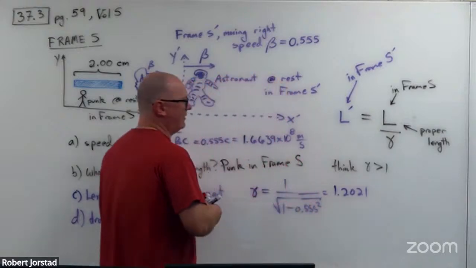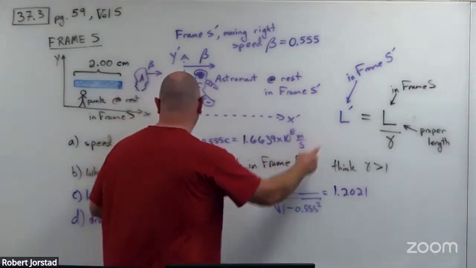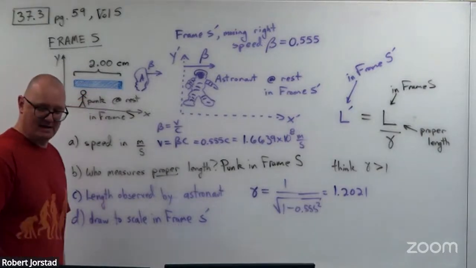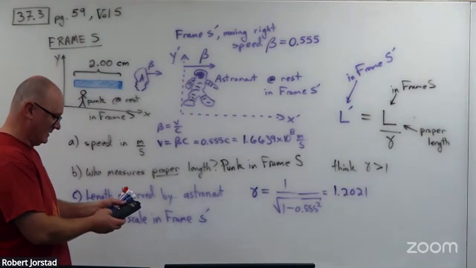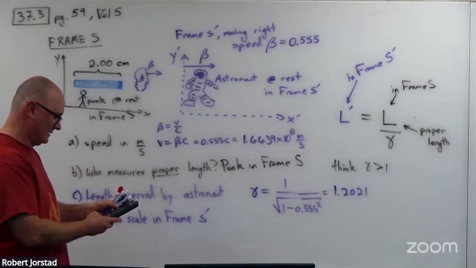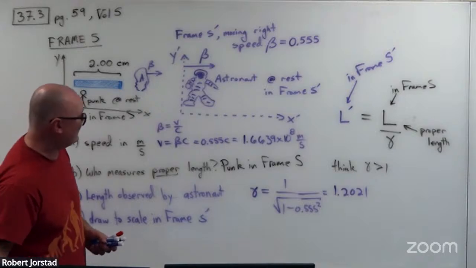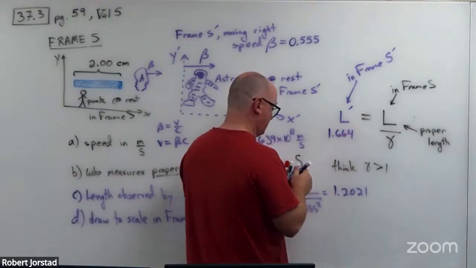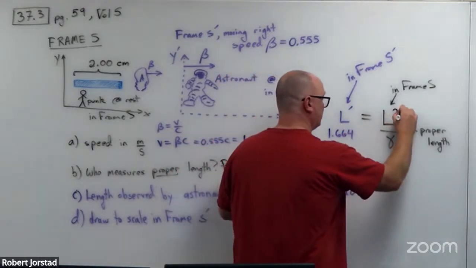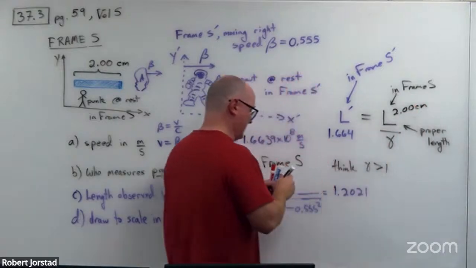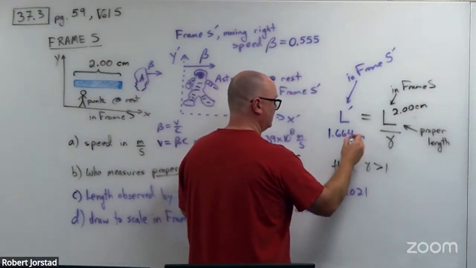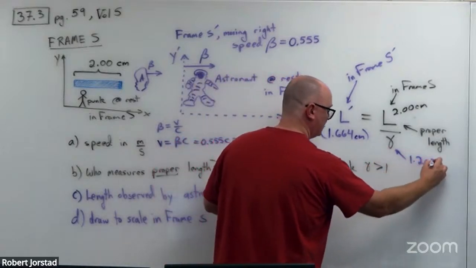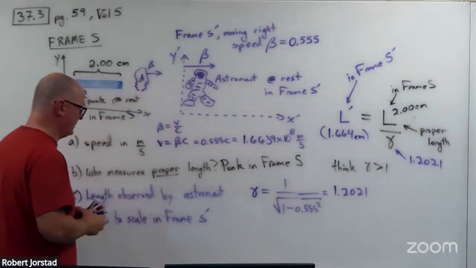And so now I should be able to get L prime. It's just the original length, 2 centimeters, the proper length, divided by that. So I'll take 2 and divide by the answer, 1.664. Because this one was 2.00 centimeters. I guess I better put my units on there. And gamma was, there we go.